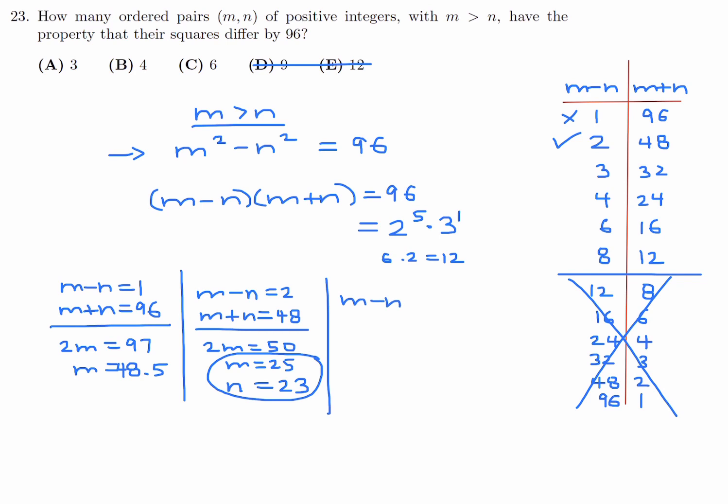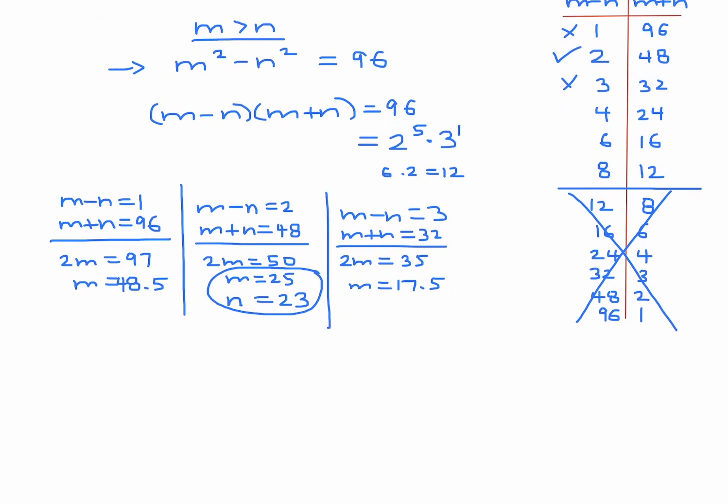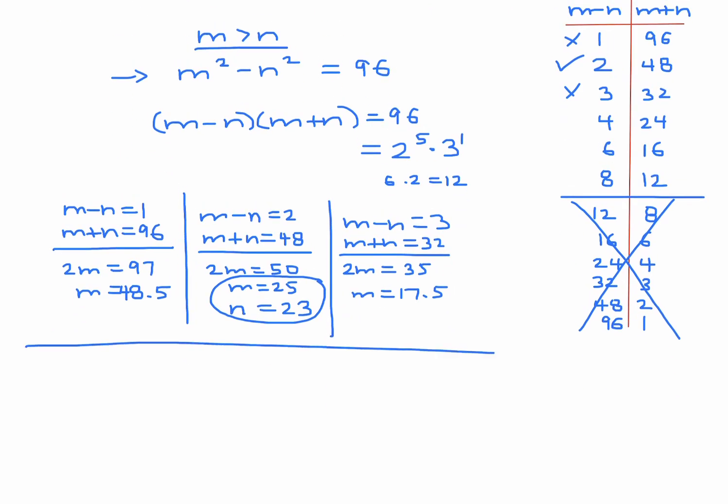Next one, m minus n is equal to 3. And m plus n is equal to 32. Adding, we get 2m is equal to 35. And therefore, m is equal to 17.5. Unfortunately, that is not an integer. So no solution there. All right. We've got probably just three more.